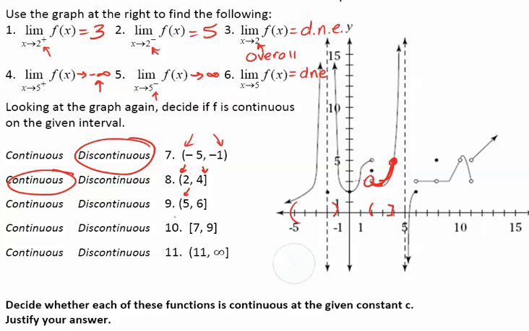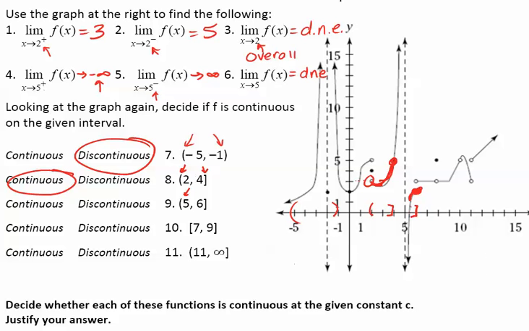So similar question, but very different location on our graph. How about open endpoint at 5 and a closed endpoint at 6? The closed endpoint at 6 doesn't bother me at all. We get right up to that limit. And remember, at a closed endpoint, you only need a one-sided limit. So we only need to get right up to that endpoint.